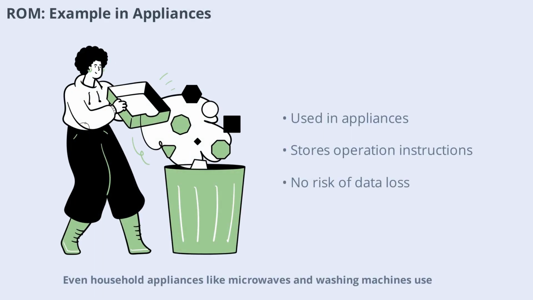Even household appliances like microwaves and washing machines use ROM to store the instructions they need to operate. This ensures that every time you use them, they work exactly as intended, with no risk of losing their programming.